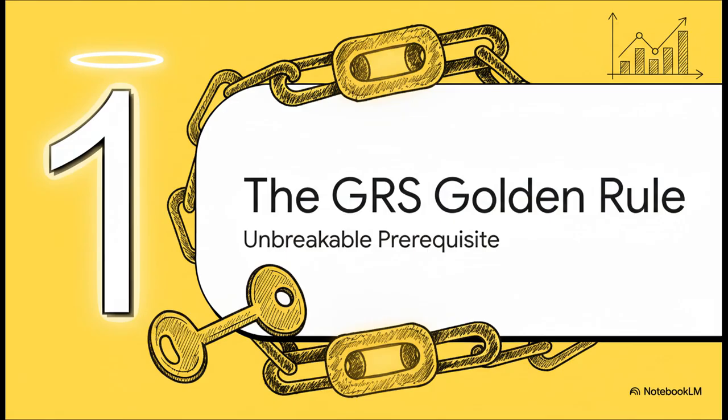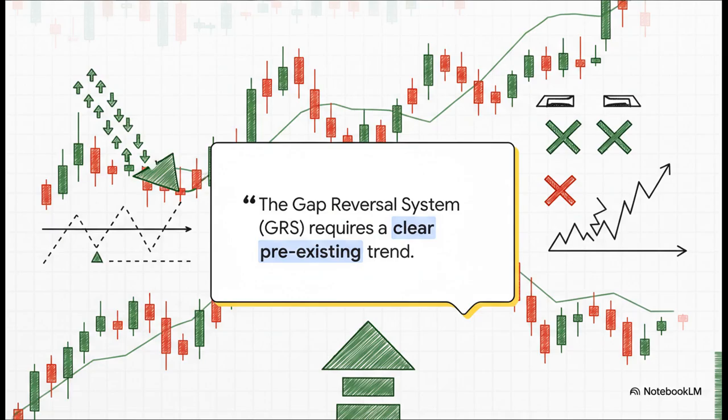Now, before we get into any of the cool setups, there is one rule that is absolutely non-negotiable. I call it the golden rule of the GRS. It's the one thing you have to have, or you don't even think about the strategy. And there it is, simple as that. If you don't have a clear, obvious trend before the gap happens, the whole system just falls apart. This is the bedrock, the foundation of the entire idea. No trend, no trade. Seriously, it's that important.